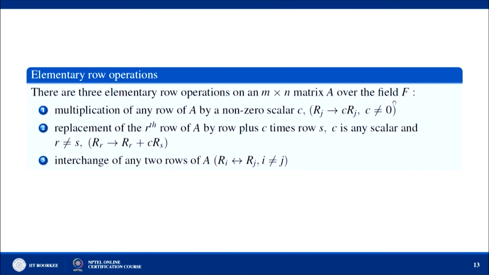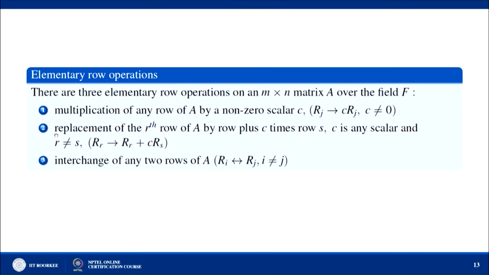Let us see. There are 3 elementary row operations on an M cross N matrix A over the field F. What are they? Number 1, multiplication of any row of A by a non-zero scalar C. You see, if you take any row Rj of a matrix A and you multiply that row by a non-zero scalar C, then this is the first elementary row operation which we can apply on a matrix A.